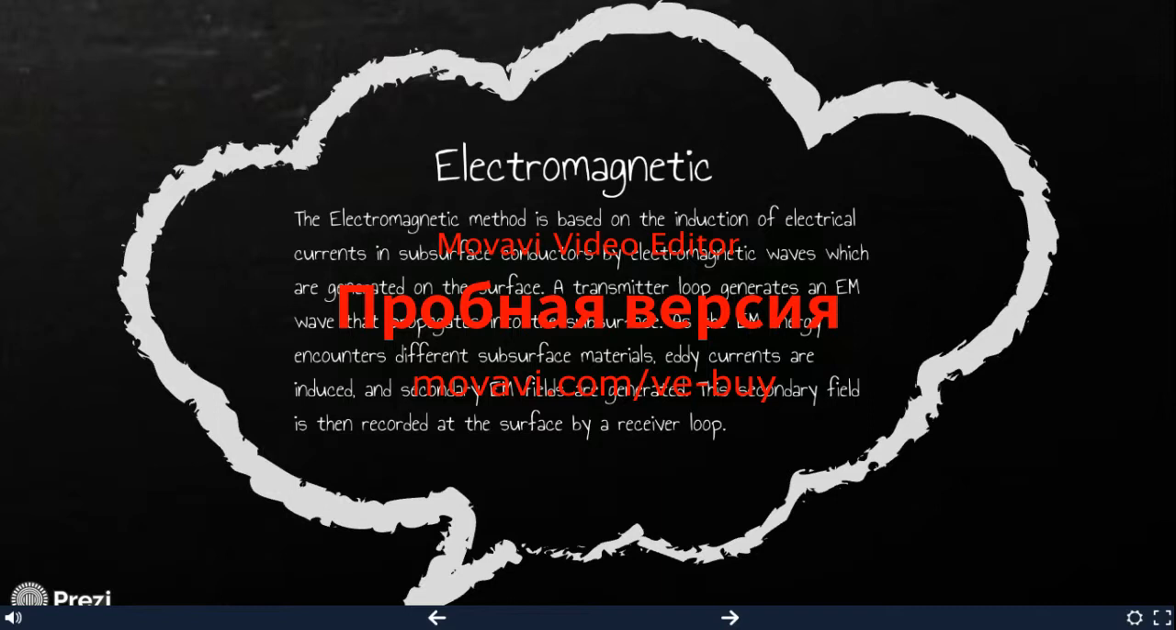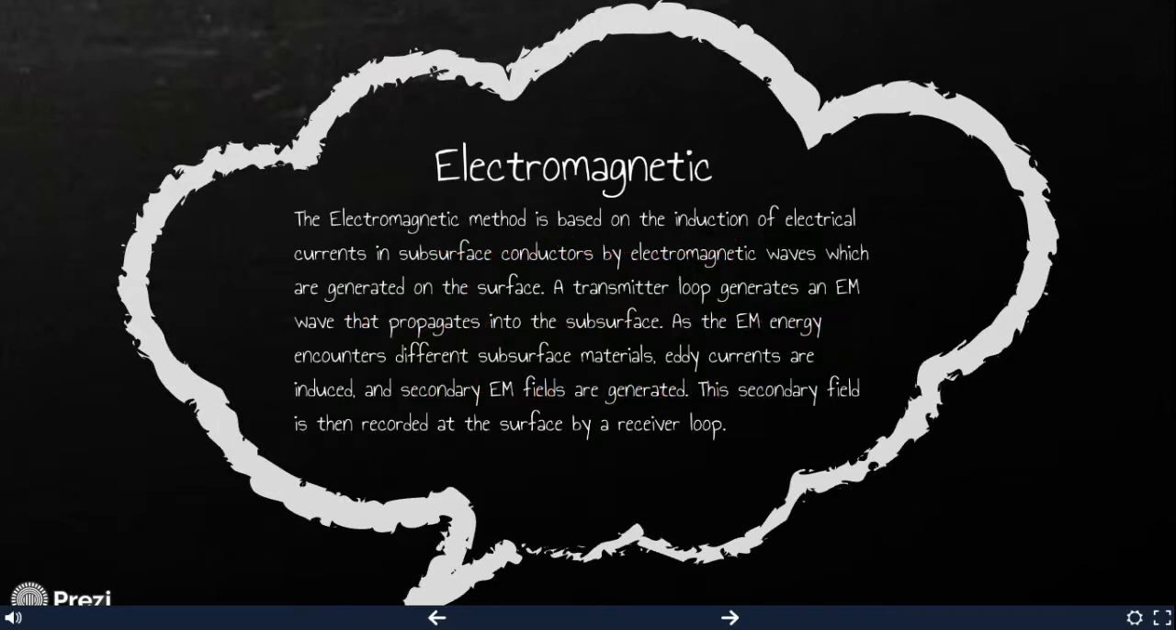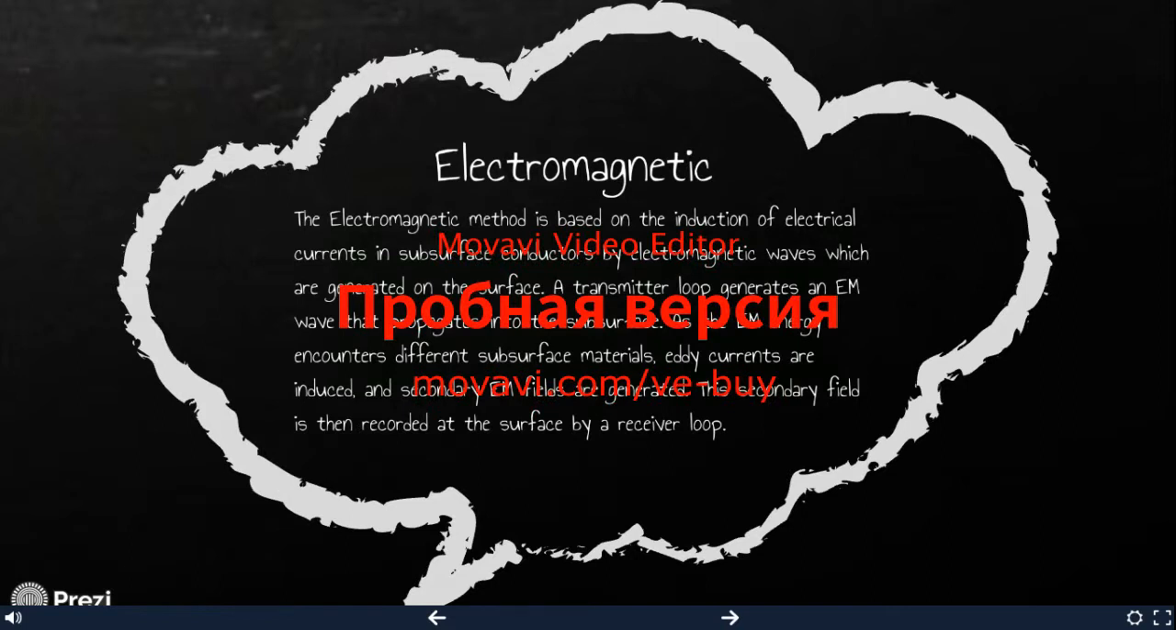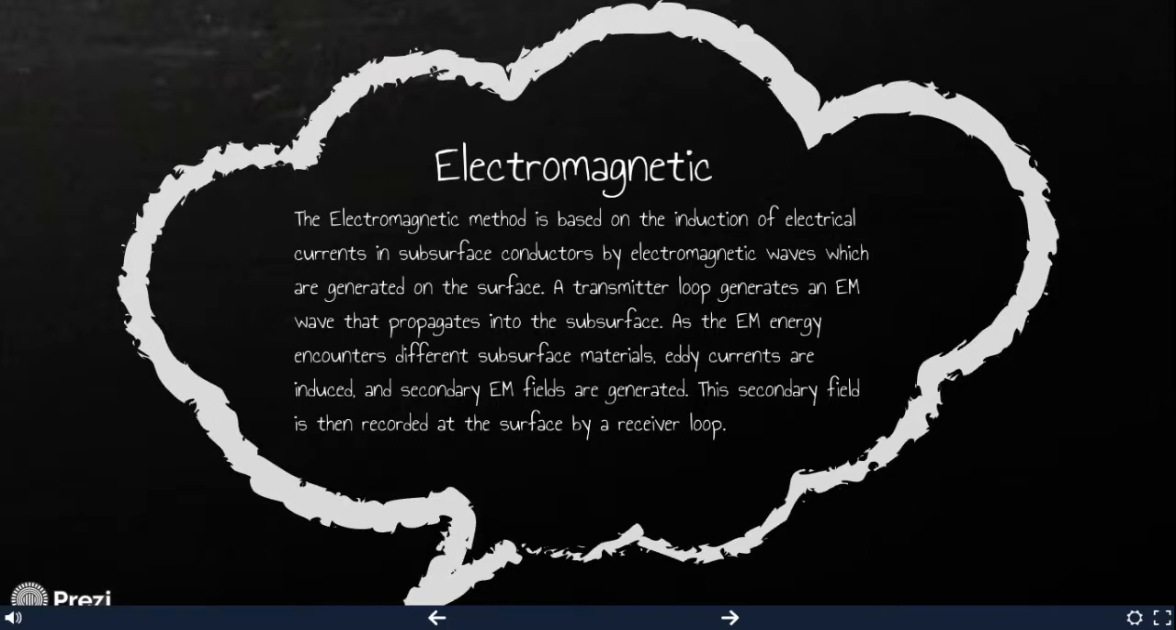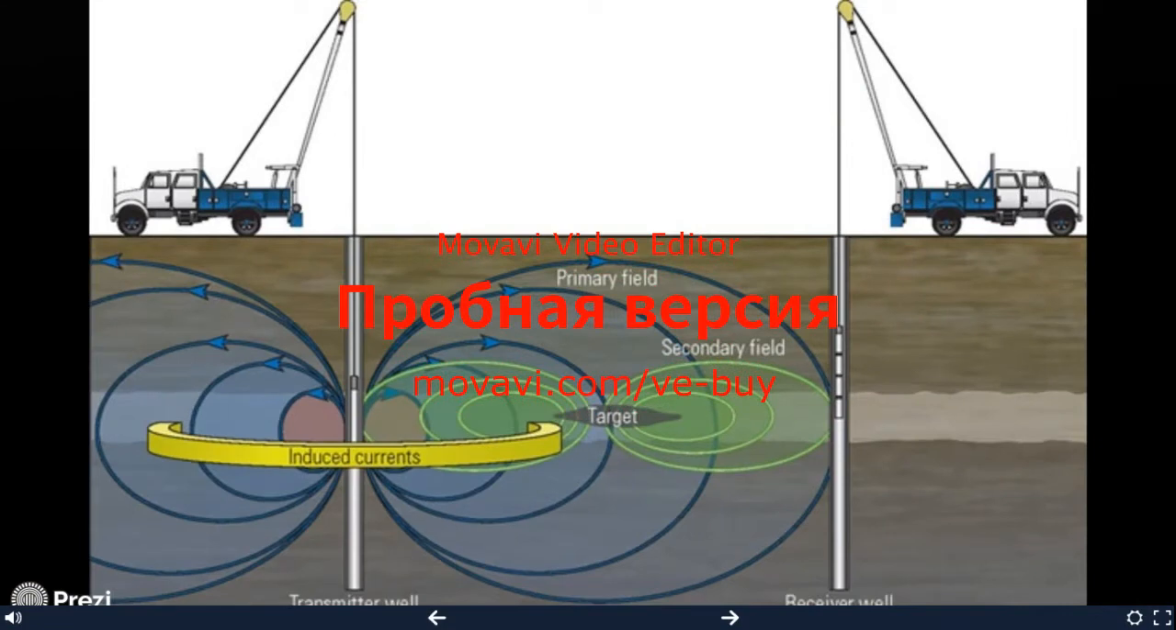The electromagnetic method is based on the induction of electrical currents in subsurface conductors by electromagnetic waves, which are generated on the surface. Transmitter loop generates an electromagnetic wave that propagates into the subsurface. As the electromagnetic energy encounters different subsurface materials, eddy currents are induced and secondary electromagnetic fields are generated. This secondary field is then recorded at the surface by a receiver loop. Here is an illustration of how the electromagnetic method works.